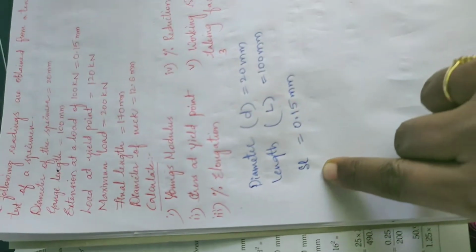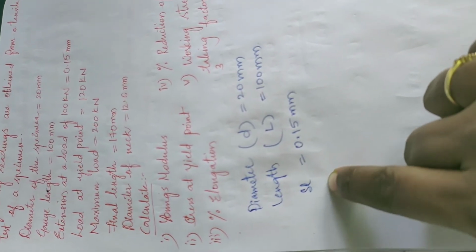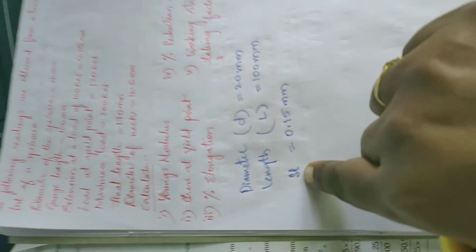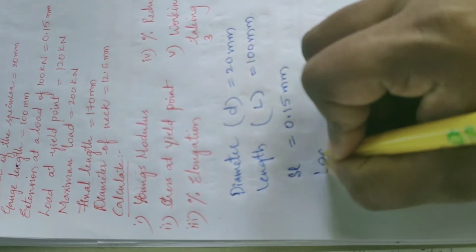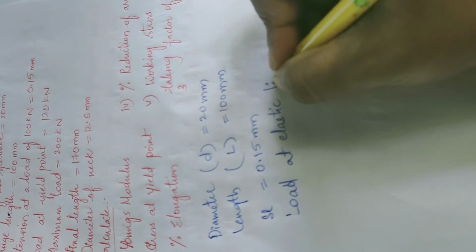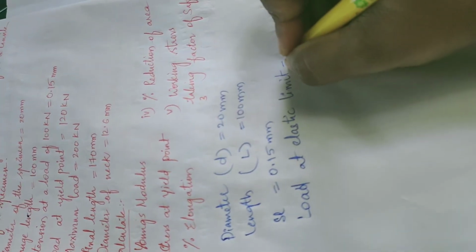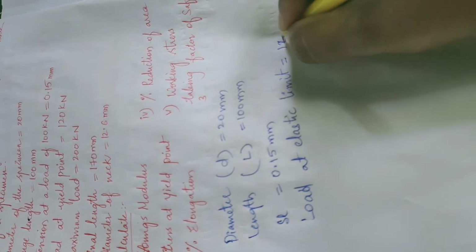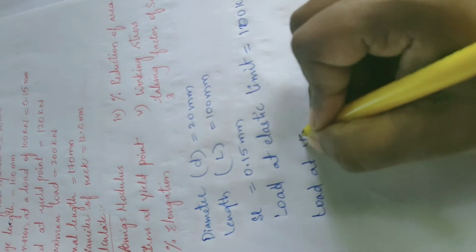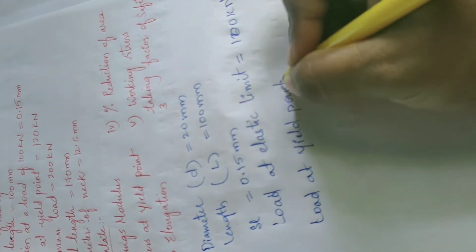So where will we get this delta L? It is obtained within the elastic limit only. So it means this load comes under elastic limit only. So I'll write load at elastic limit is 100 kilonewtons. Next, load at yield point is given. Load at yield point is equal to 120 kilonewtons.